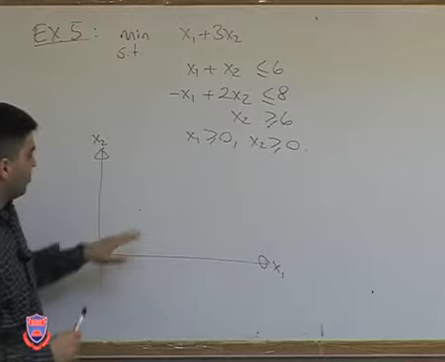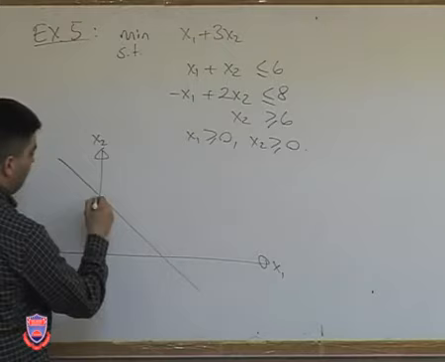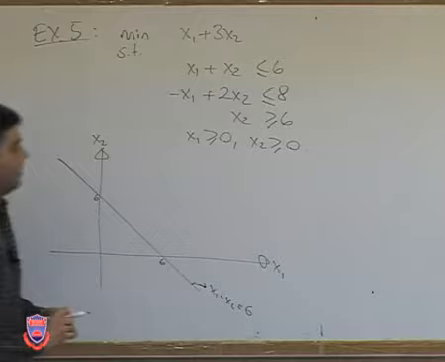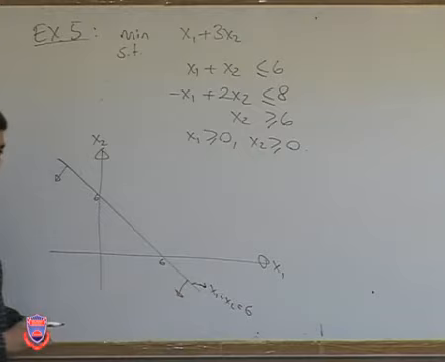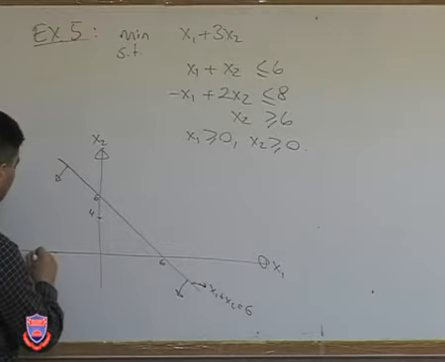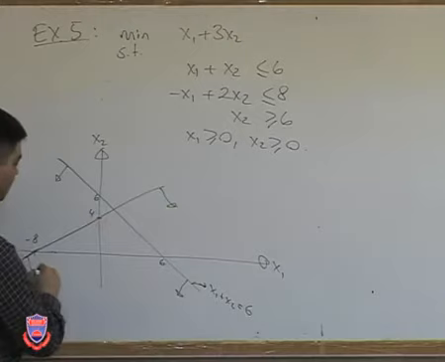So again, let's quickly draw the feasible region. I'll start with the first constraint. So first I'm going to draw the line x1 plus x2 equals 6. And since the origin satisfies that, I should pick the side in which the origin lies. So this is the region defined by the first constraint. Then I'm going to look at the second constraint. It goes through 4 and minus 8. And again, the origin satisfies this constraint, so I'm going to pick everything on or below this line.